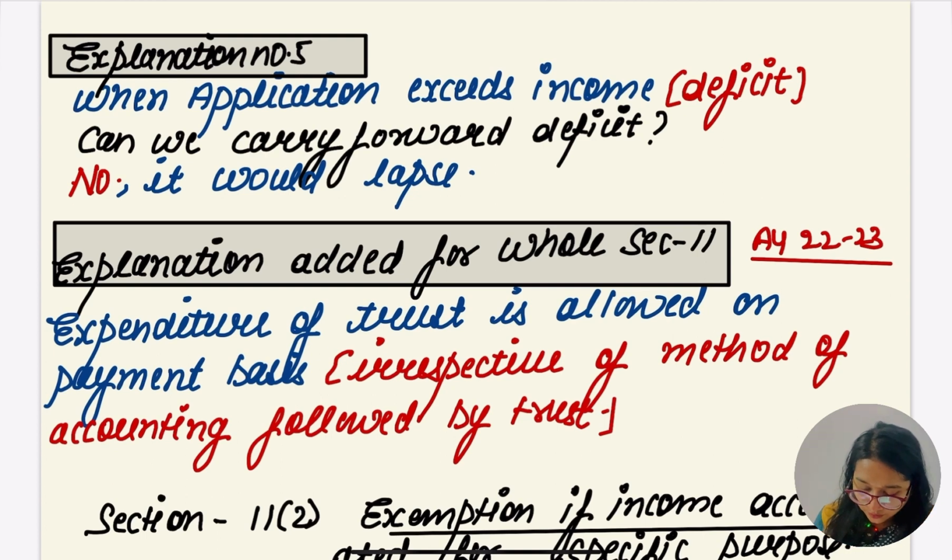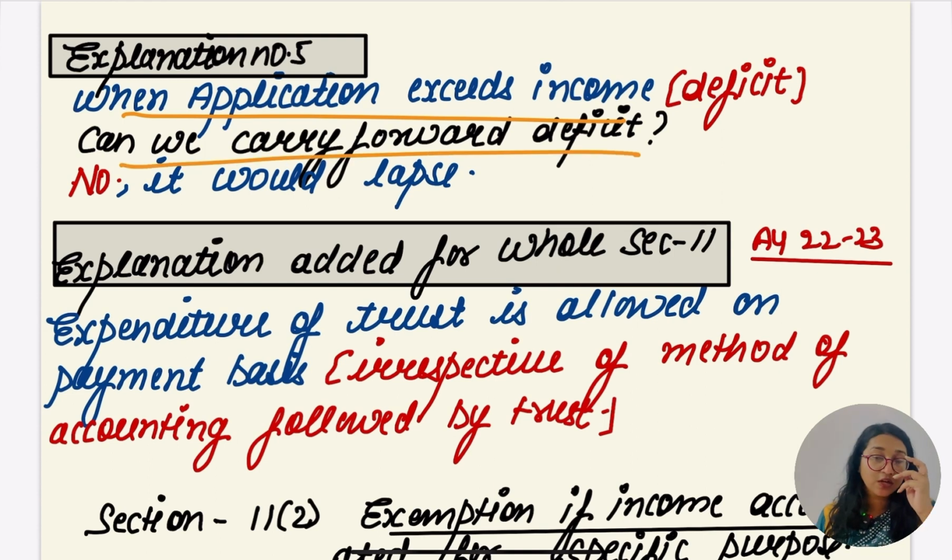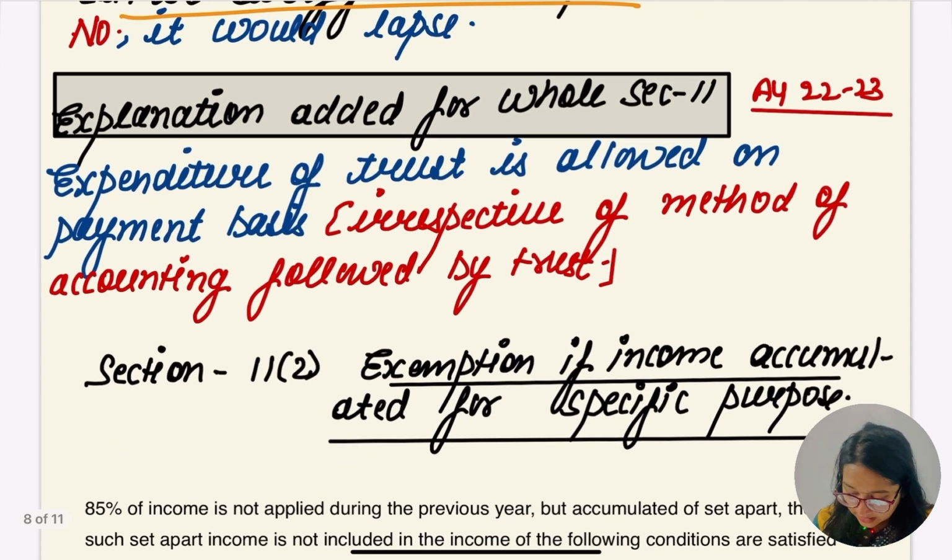Okay, so let's go for Explanation 5, which says when application exceeds income, which means the deficit, right? Can it be carried forward? No, it cannot be carried forward. Hope so, this was a simple thing. Okay, let's go for another explanation.